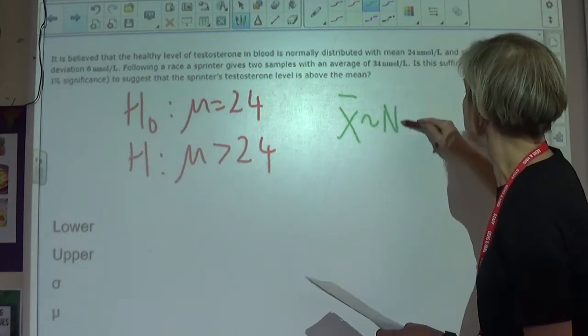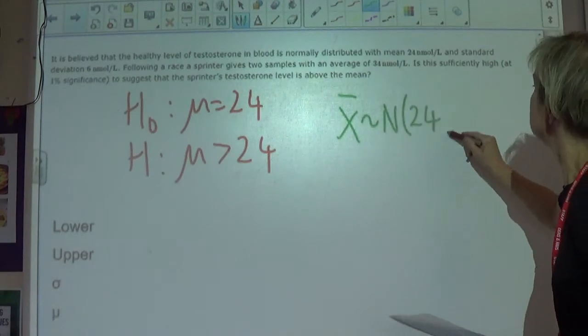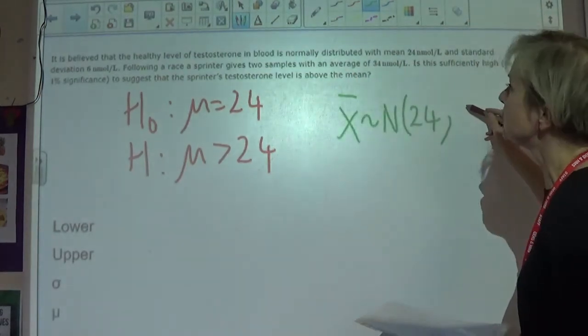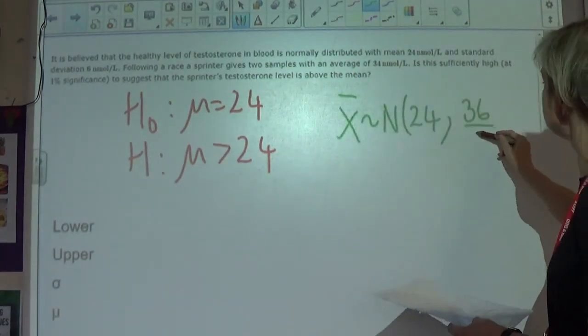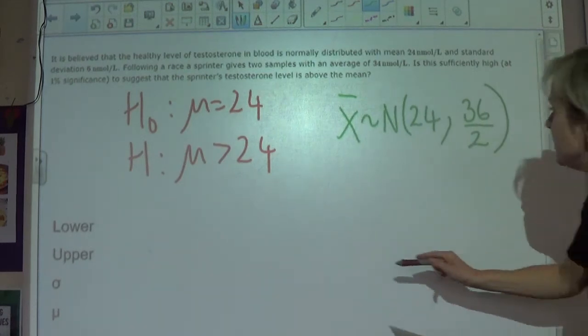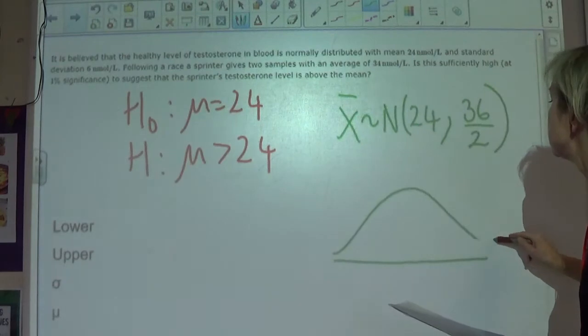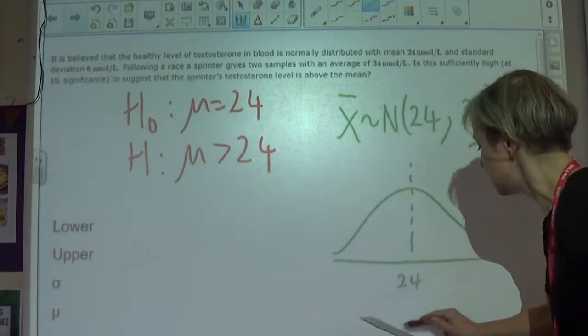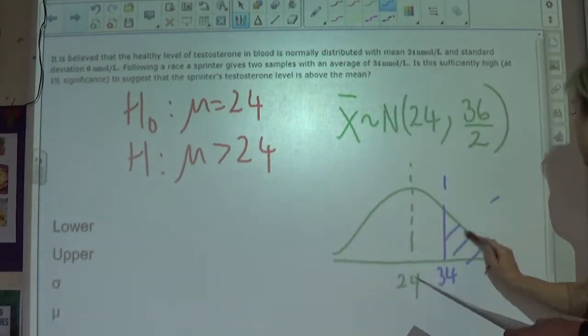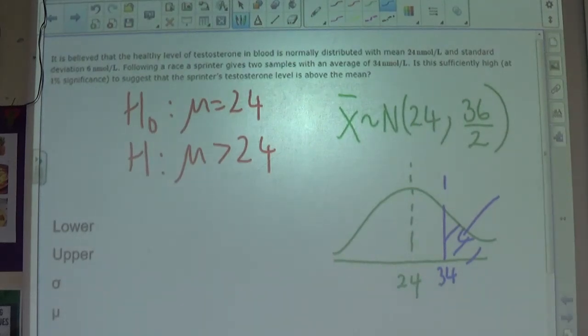So your sample means are normally distributed with mean mu and variance, which is your standard deviation squared, so 6 squared, which is 36, divided by your rather small sample size. So that's how things are distributed. What we're going to do is find the probability of seeing greater than 34. There's your mean, 24. I like to visualise 34, that's greater than, so we're looking at finding that probability there, and from your sketch you can see that that's going to be less than a half.